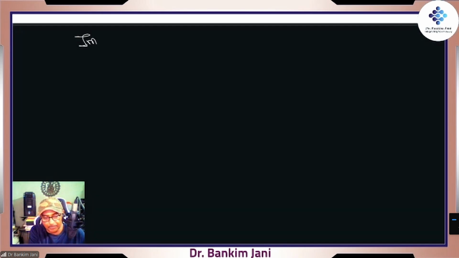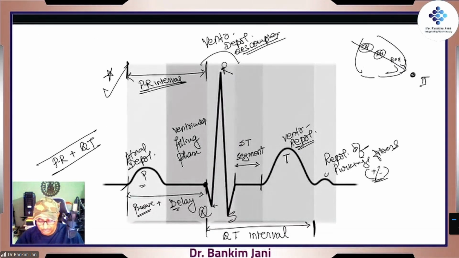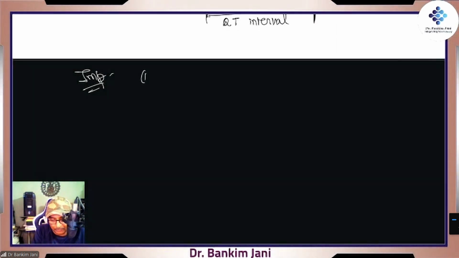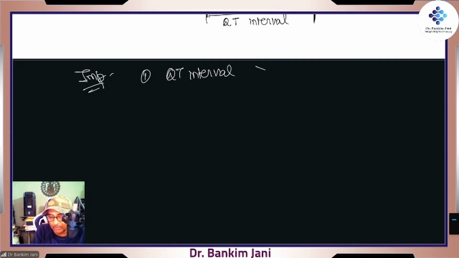On to some important aspects. One, which we have already talked about, is the QT interval. This is the QT interval. The QT interval should not be more than half of the R interval. So this is what we'll write: that QT interval should not be more than half of the R interval, R big waves.